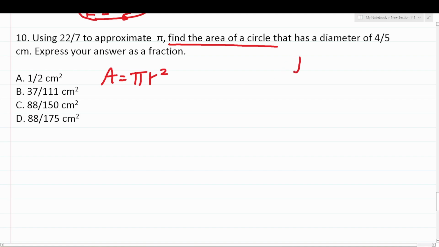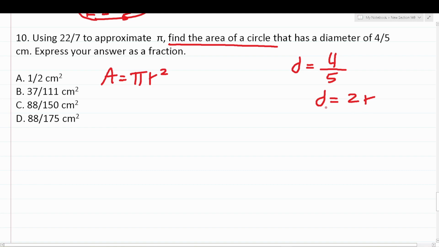Well, in this problem, we were told that the diameter of this circle was 4/5 of a centimeter. Clearly, we have a little bit of an issue right off the bat because we're given the diameter, but we need the radius in order to solve this one. Well, you should know that there is a relationship between the diameter and radius of a circle. Notably, you should know that the diameter is always twice as long as the radius. That is, diameter is equal to 2 times r.